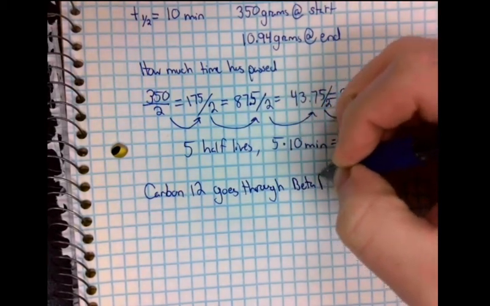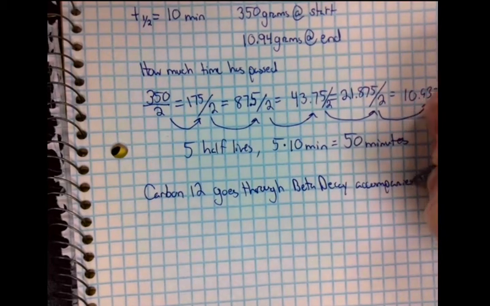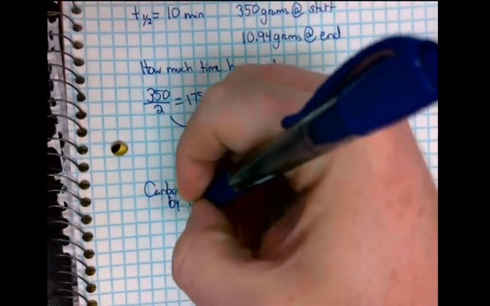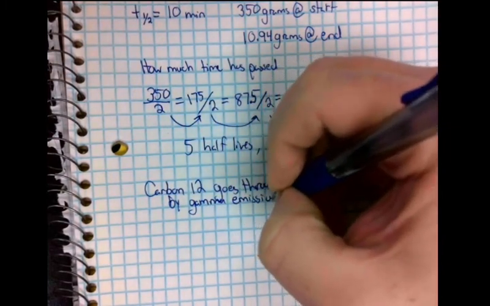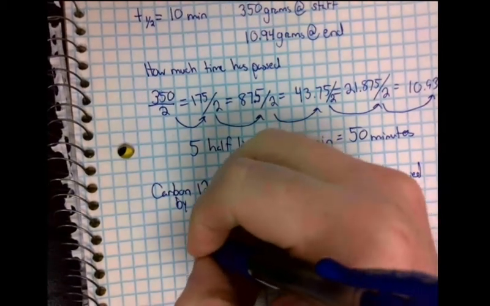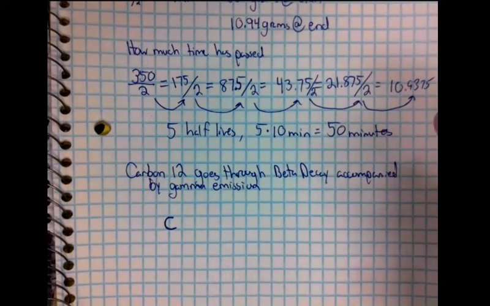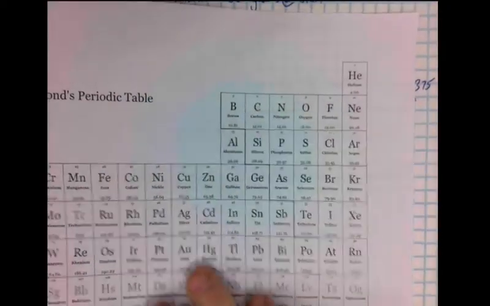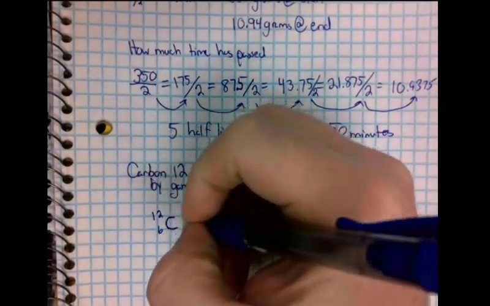Now our second example is carbon-12 goes through beta decay accompanied by gamma emission. So we're going to start. We need to figure out, well, it's carbon. So we've got our C for carbon. Atomic number for carbon, looking on my periodic table, is 6. So it's going to have a 6 on bottom and a 12 on top.